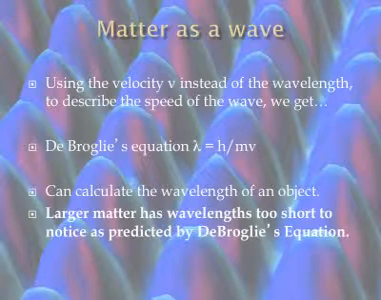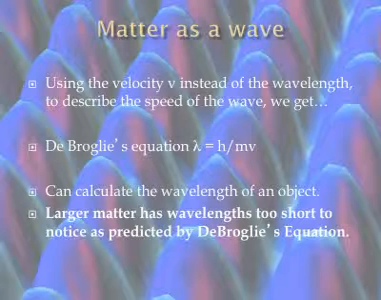All right, so here comes a new equation that I said was coming. All right, so using the velocity instead of the wavelength, we can describe the speed of the wave. We get a new equation, and de Broglie was a scientist who came up with this equation. He said that if we know the wavelength, we can compare it to Planck's constant and momentum. Does everybody remember what momentum is from physical science?